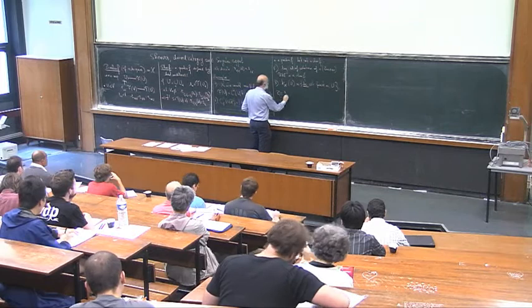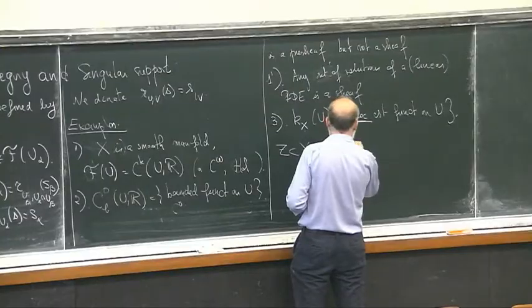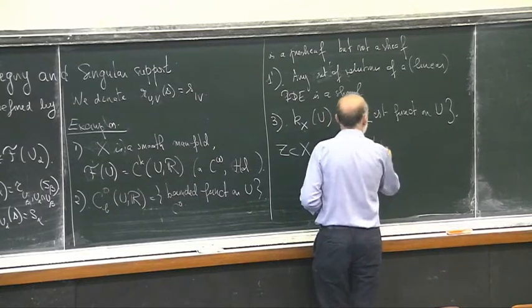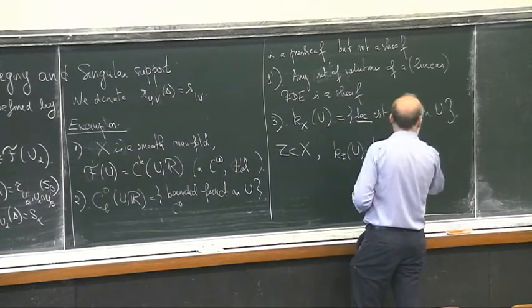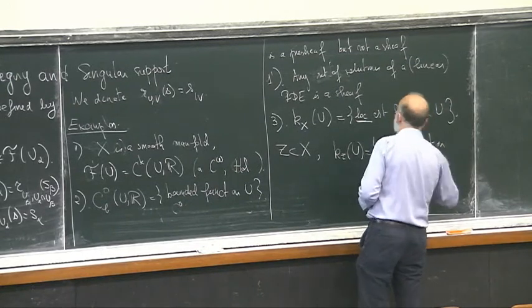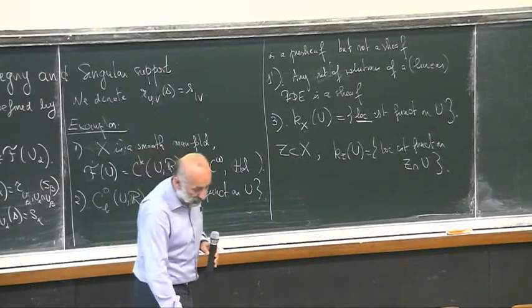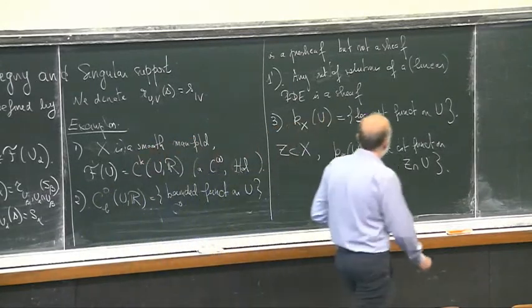Now, if you have a set Z in X, then you have also K_Z of U, which is the set of locally constant functions on Z intersection with U, which is another sheaf.